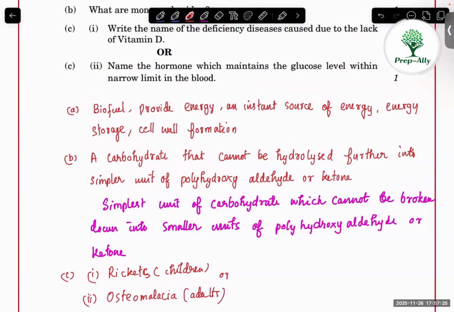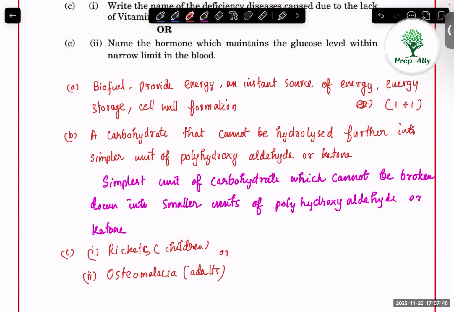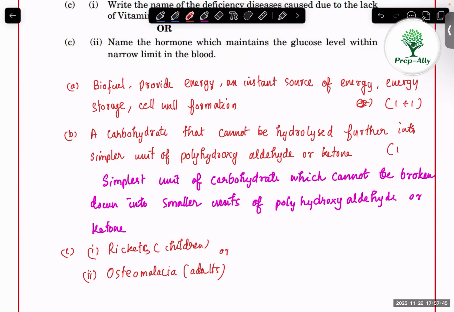So if you want to see the distribution of marks for all of this, it will be 2 marks, any two differences. So basically you'll be getting 2 differences, 1 plus 1 marks. Now for the second part, you need to give what exactly the hydrates are. This will be 1 mark. And the C part, whatever you are writing, you will be getting 1 mark. So simply you can get the 3 marks from this one.